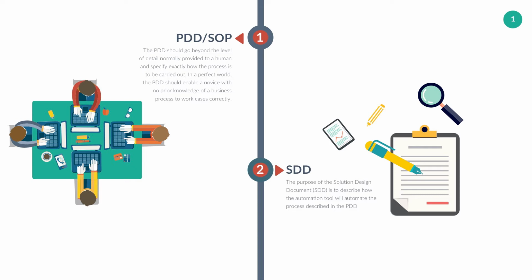This document should go beyond the level of detail normally provided to a human and specify exactly how the process is to be carried out. In a perfect world, the PDD should enable a novice with no prior knowledge of the business process to work the cases correctly. During the walkthrough, the RPA architect, business analyst, RPA developer, and project manager will ask questions to better understand the process and uncover any limitations or hurdles of the process.